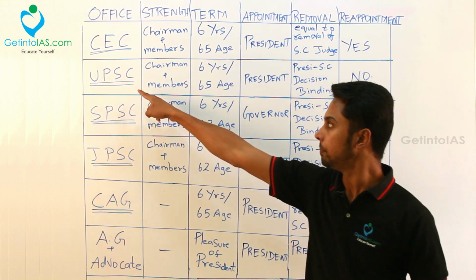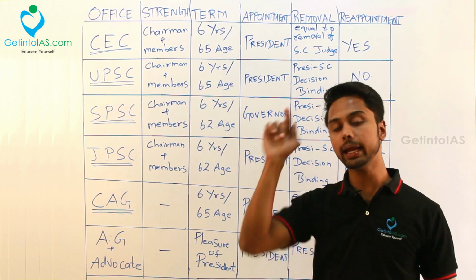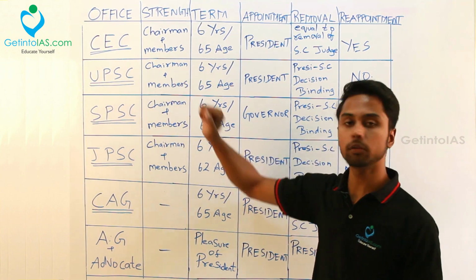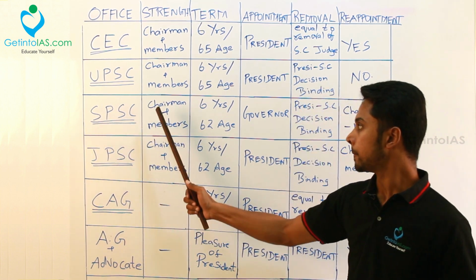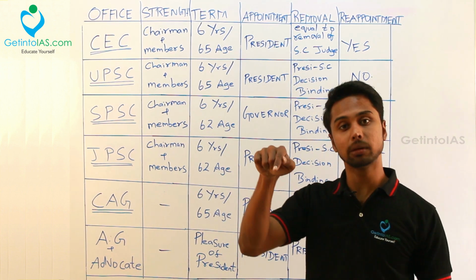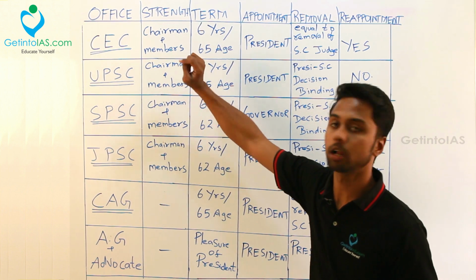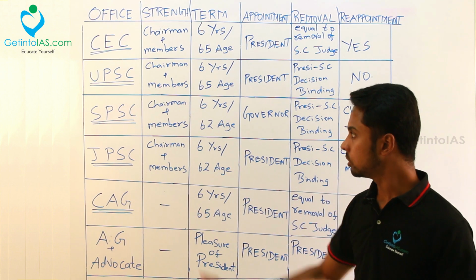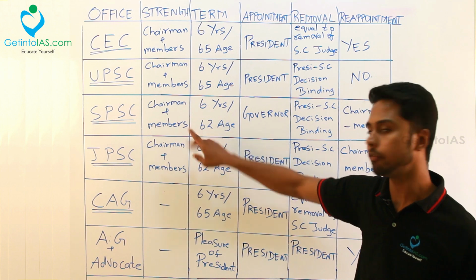That's okay. But the members of UPSC cannot be appointed again as members of UPSC, but they can be again appointed as the chairman of UPSC. That is not being barred. The same is with your SPSC. The members and chairman cannot be reappointed again as members and chairman, but they can be appointed as members of UPSC or the chairman of UPSC. The same is with your JPSC also. So generally reappointment is no, but have that understanding in mind.